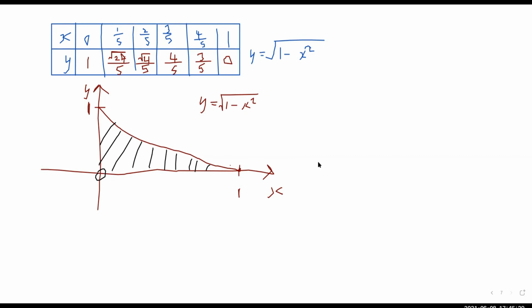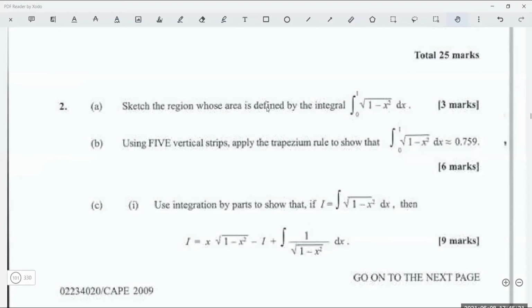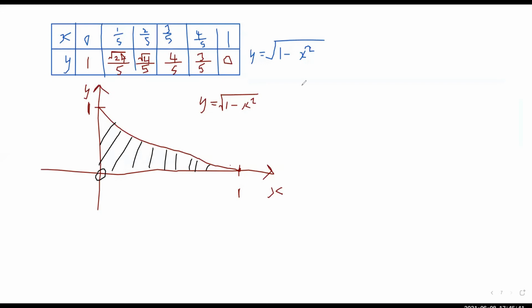All right, that's the region. So sketch the region whose area is defined by this. We give them the sketch. Nice. Now, look how this makes it easier for us by giving them the sketch. By giving them the sketch, now part 2 says, using the trapezium rule, we need to find the area.